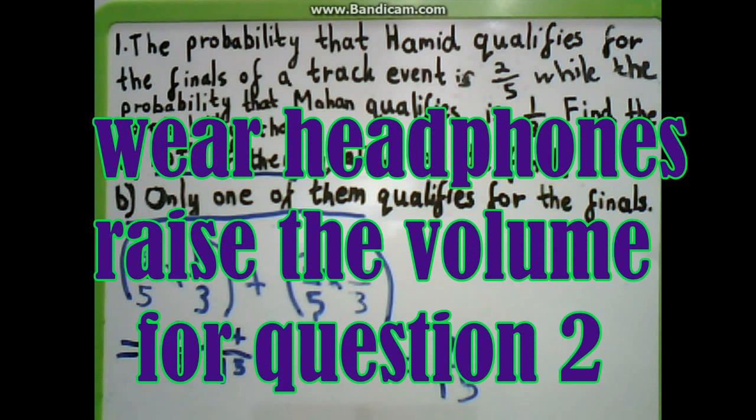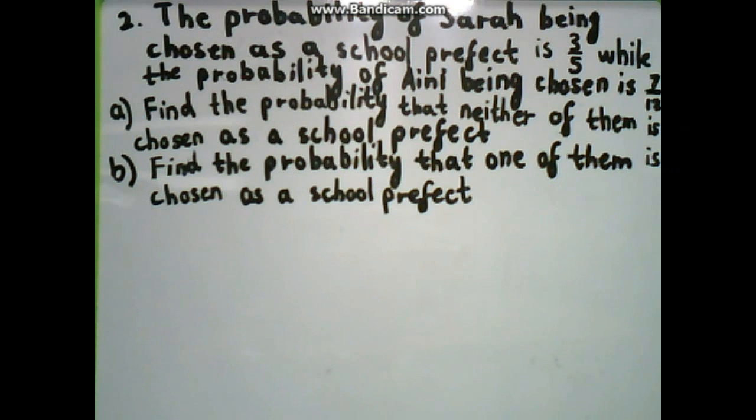Okay, so next question. The probability of Sarah being chosen as a school prefect is 3/5, while the probability of Aini being chosen is 7 over 12. Find the probability that neither of them is chosen as a school prefect, and find the probability that only one of them is chosen as a school prefect.